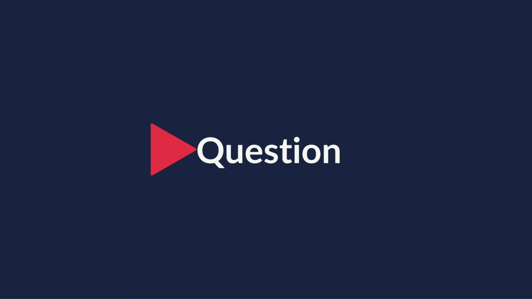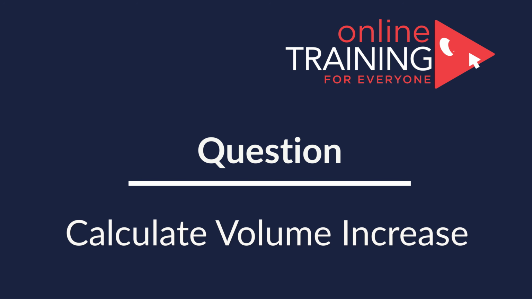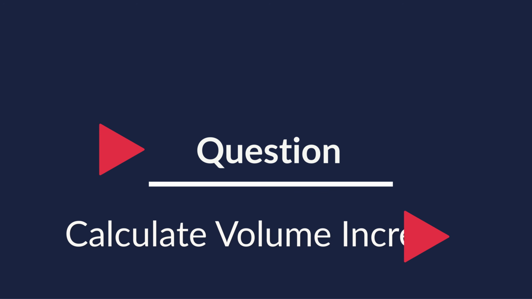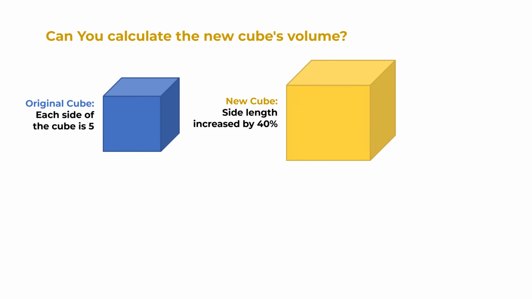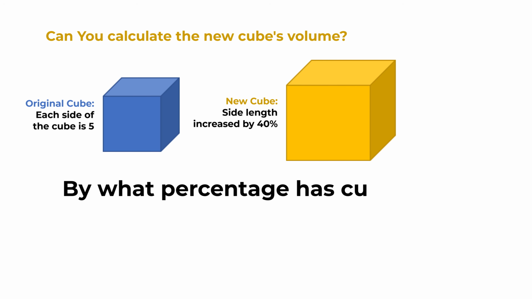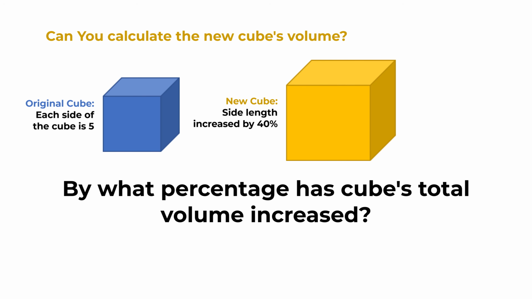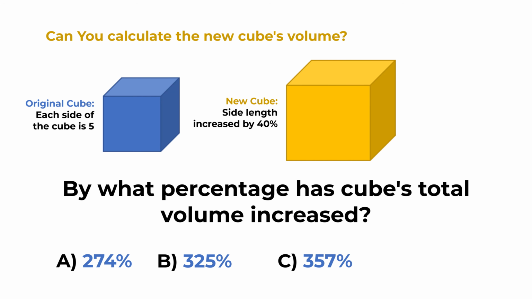Here's a very interesting question we frequently see on the test. A 5 by 5 by 5 cube has its side's length increased by 40%. As a result of these changes, by what percentage has cube's total volume increased? You're presented with 4 different choices. Choice A, 274%, choice B, 325%, choice C, 357%, and choice D, 379%. Do you see the answer?